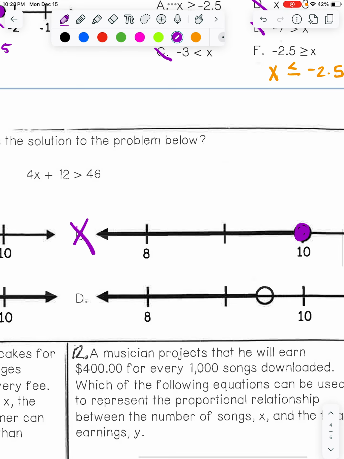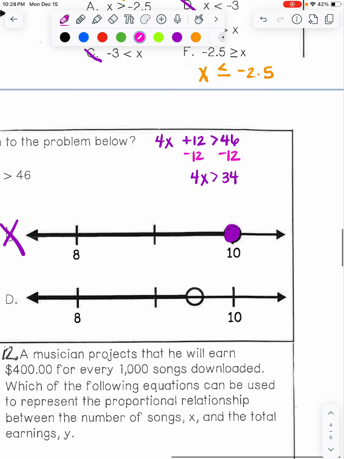I'm going to come over here so I'll have a little bit more room. 4x plus 12 is greater than 46. So just like the other ones, I would have to subtract 12 from both sides. That's going to give me 4x is greater than, what, 34? Yes, okay. Making sure my brain's on. Again, it is late. So I'm dividing by 4 here.